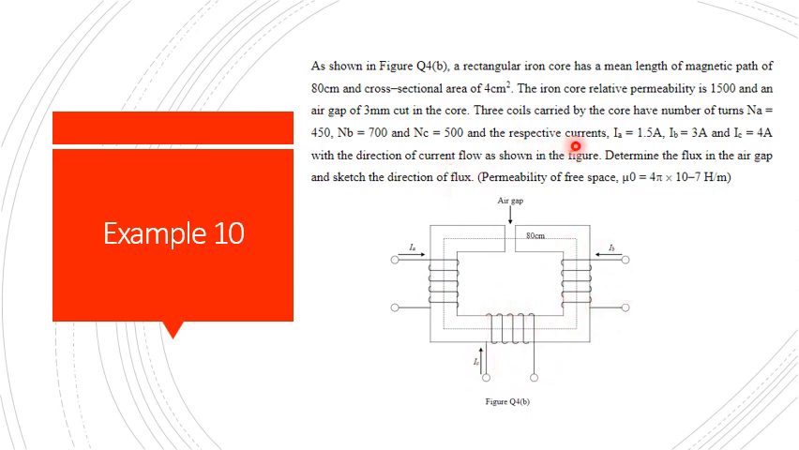The respective currents are IA is 1.5 A, IB is 3 A, IC is 4 A, with the direction of current flow as shown in the figure. Determine the flux in the air gap and sketch the direction of the flux. The permeability mu naught is 4 pi times 10 power of negative 7.